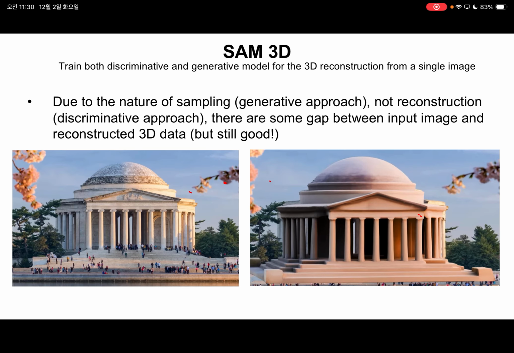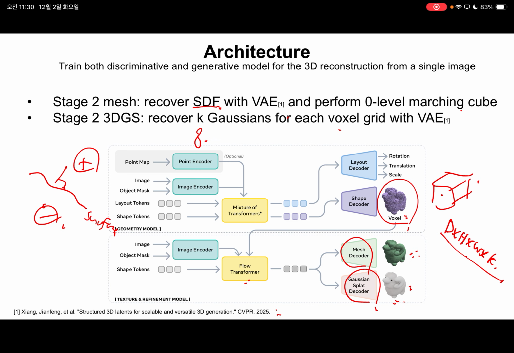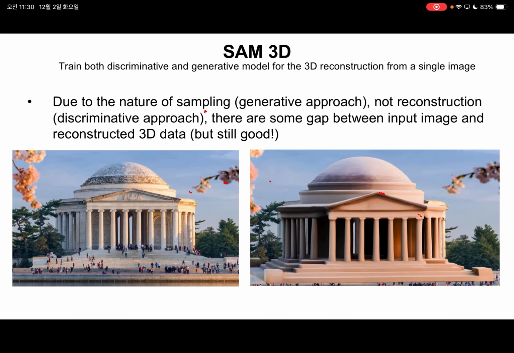And here, due to its nature, we use a flow transformer generative model. That means we assume some data distribution, and we sample some point from the distribution. That is the generative model's nature, right? It is not reconstruction. There is some gap between the input image and the reconstructed 3D data. This looks similar to this image, but if you look at the detail, you can see a clear difference between the image and the geometry.